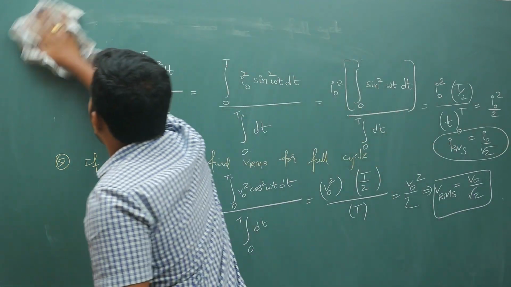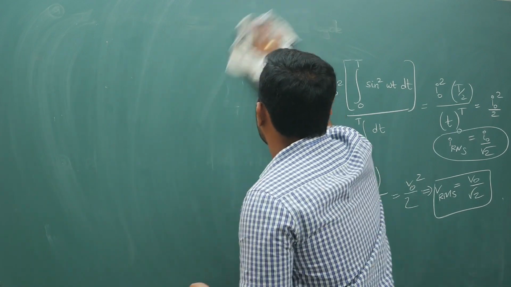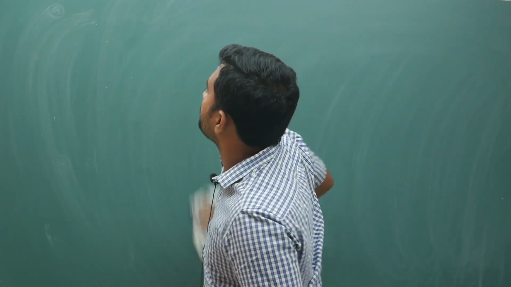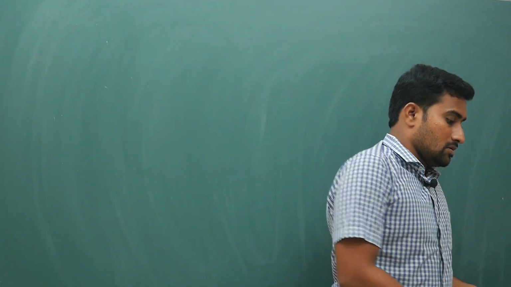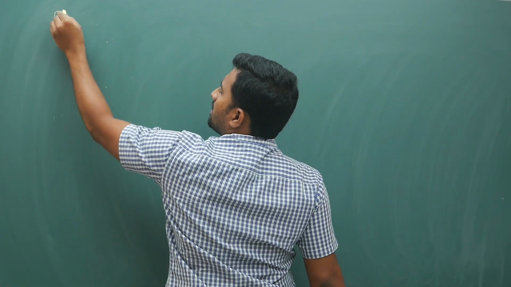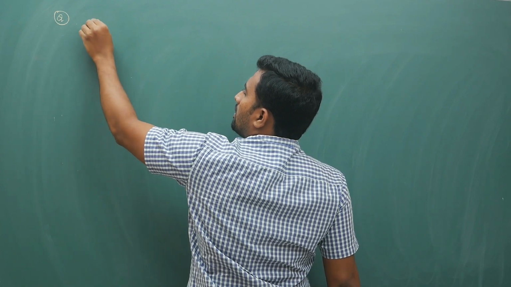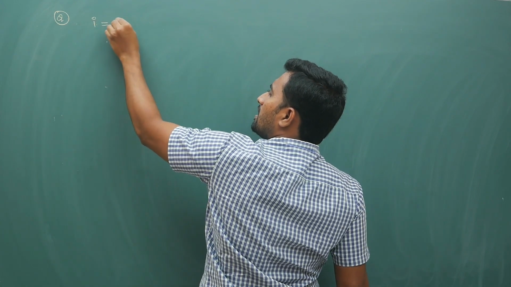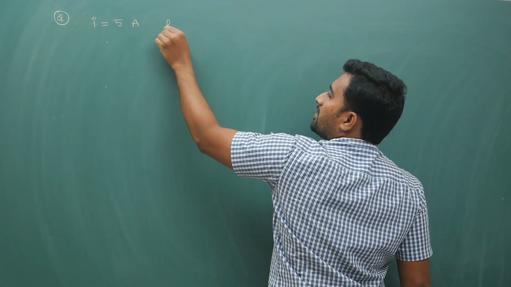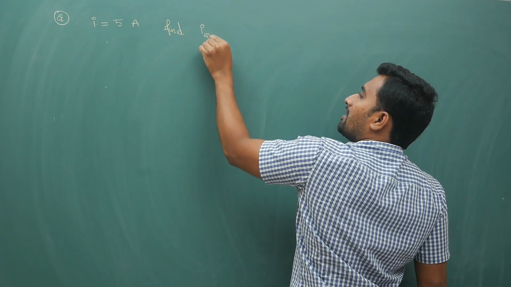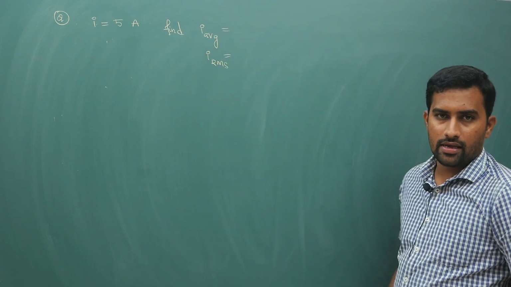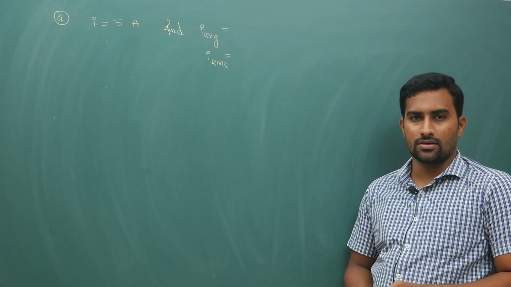Remember this part that I have erased before, just remember all those results. Now let us say I have I is equal to 5 ampere. Find I average and I RMS for this constant value, or some voltage equal to some constant volt.